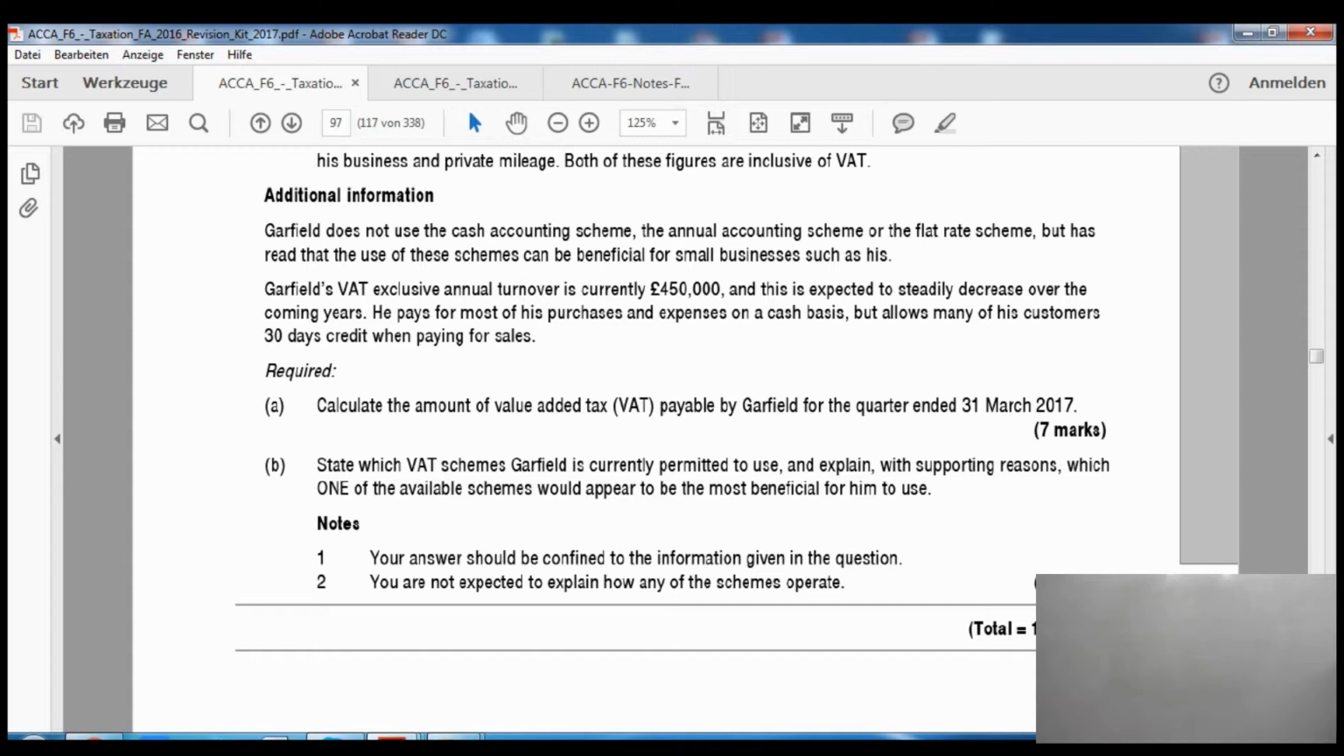He pays for most of his purchases and expenses on a cash basis, but allows many of his customers 30-day credit when paying for the sales. So he can use annual accounting scheme and cash accounting scheme. If he uses annual accounting scheme, there will be one benefit, which is only one tax return per year. However, because we have seen earlier as well, he has got some impairment losses, which means he's giving something on credit and the customer might pay, might not pay. So he will be better off using cash accounting scheme. In that case, he will only pay to HMRC if the customer pays him. So I think he will be better off using cash accounting scheme because he will get automatic bad debt relief. And this information is more than enough to earn 3 marks.